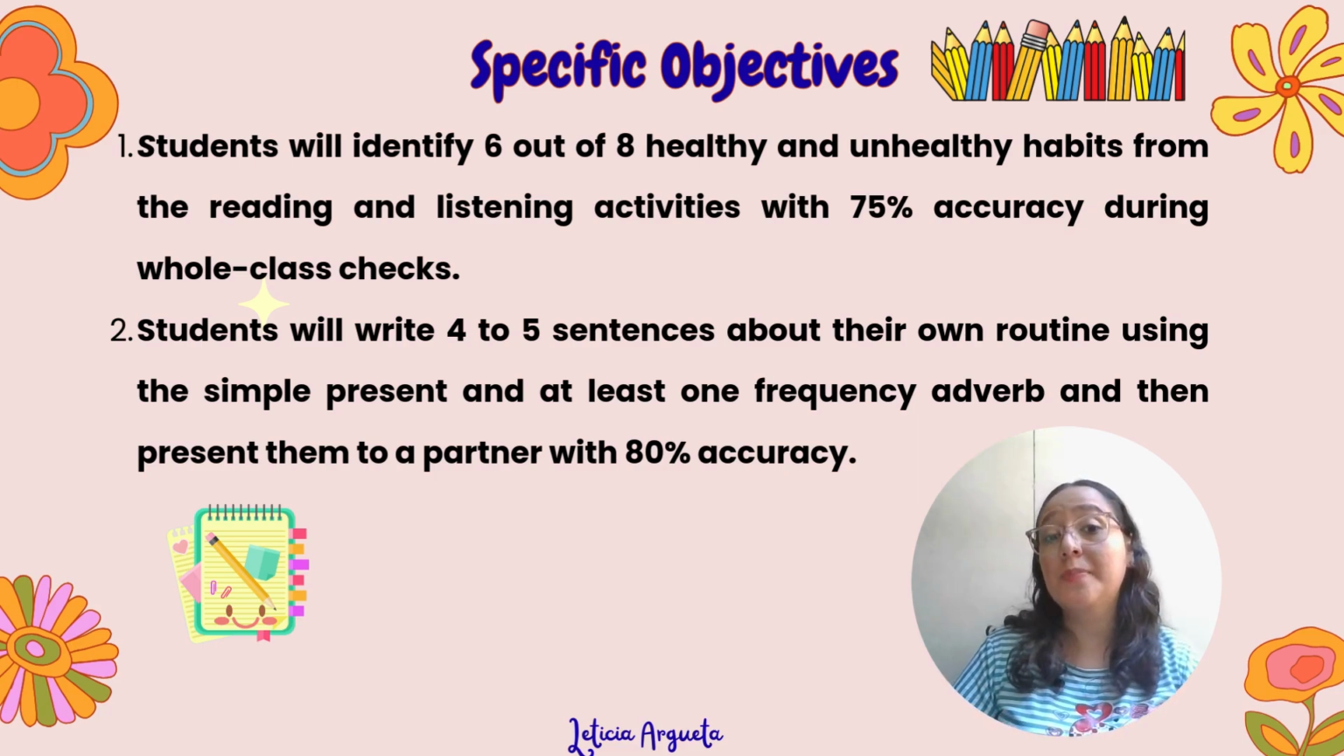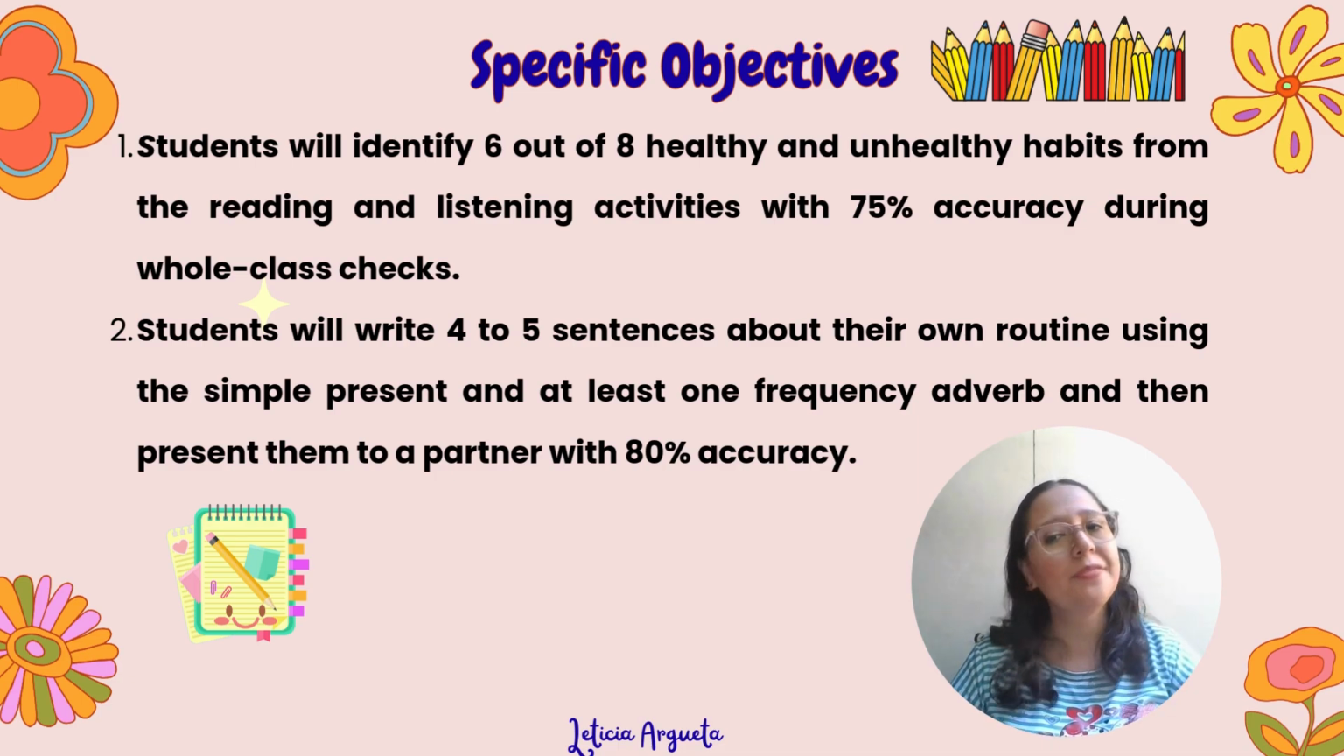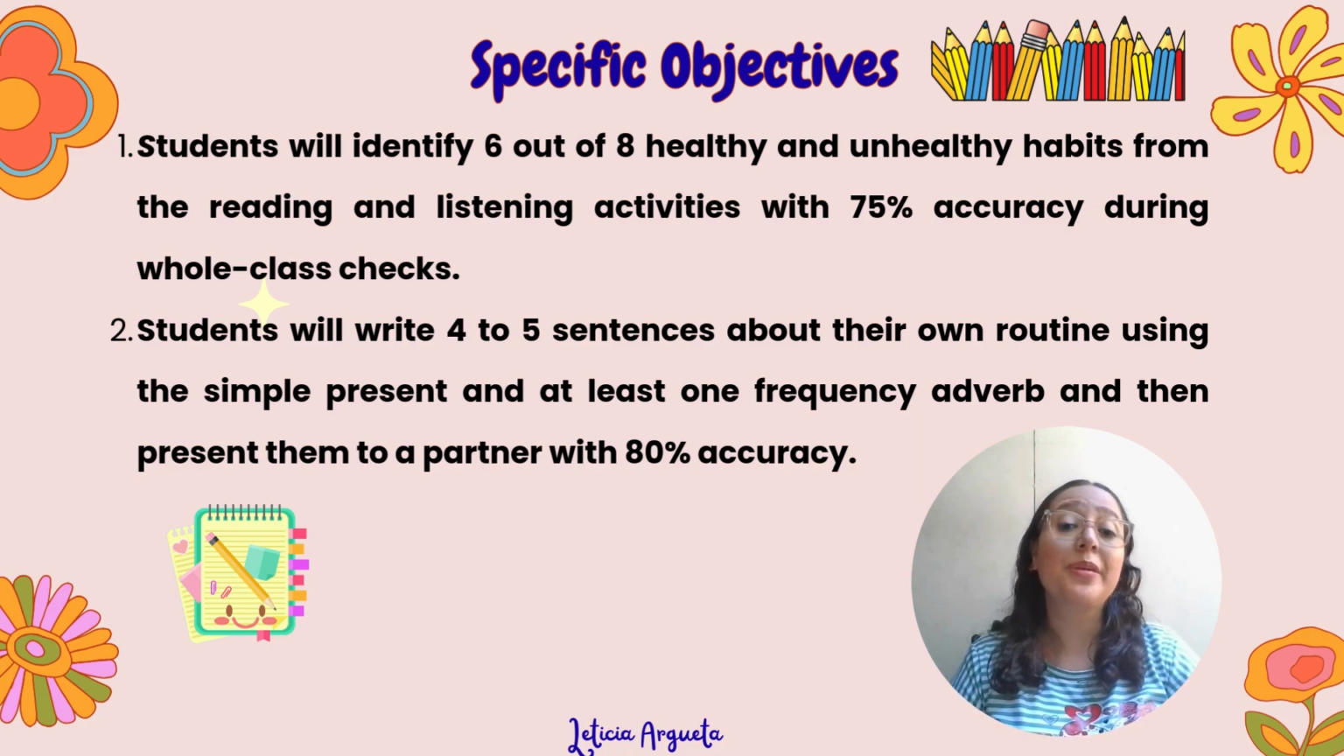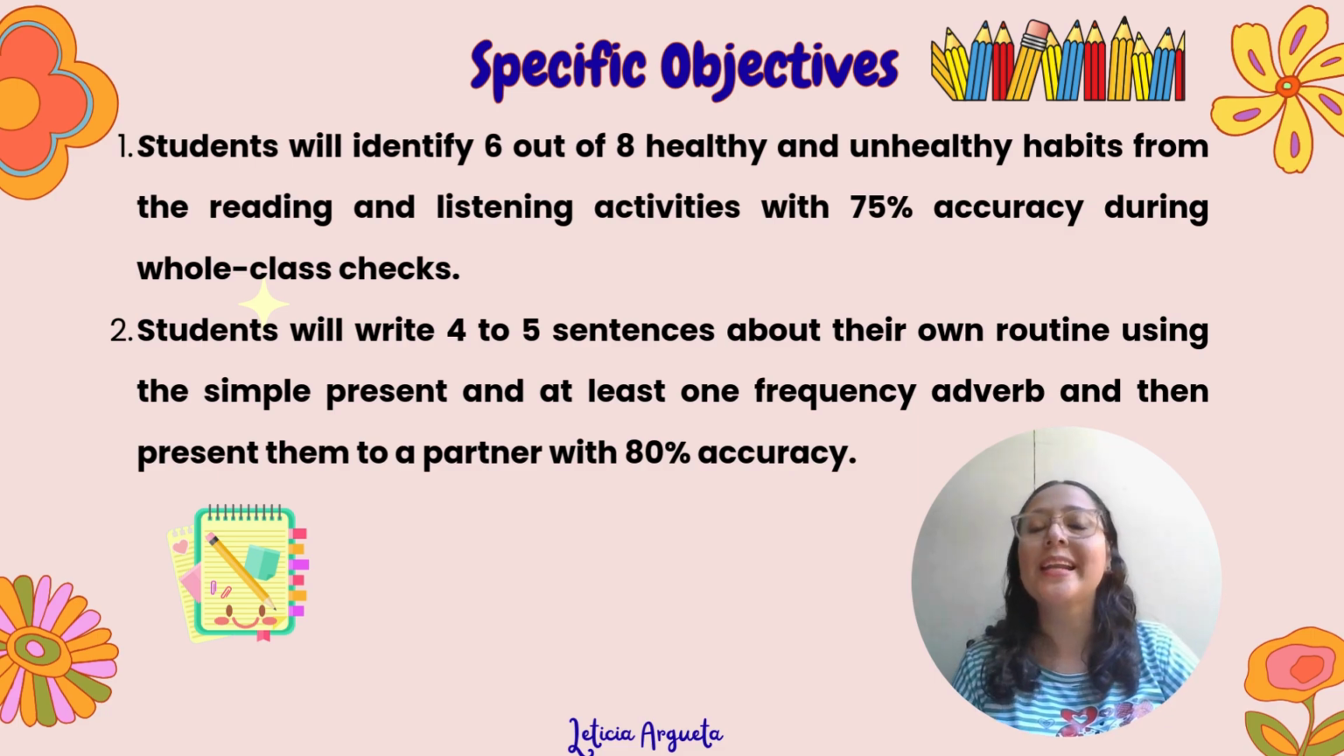Now, I will explain the specific objectives of the lesson. Specific objective 1: a student will identify 6 out of 8 healthy and unhealthy habits from the reading and listening activities with 75% accuracy during whole class checks. This objective focuses on recognition. It prepares the student for writing and speaking.